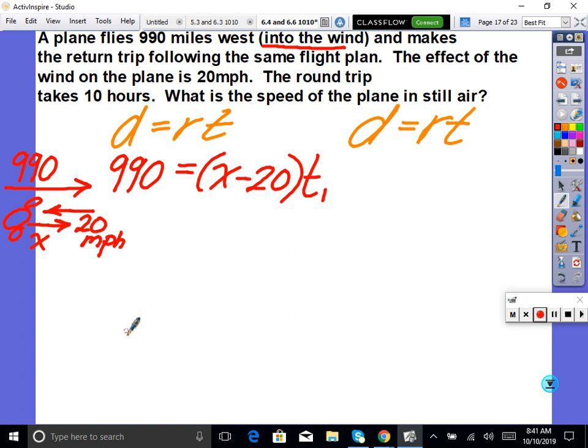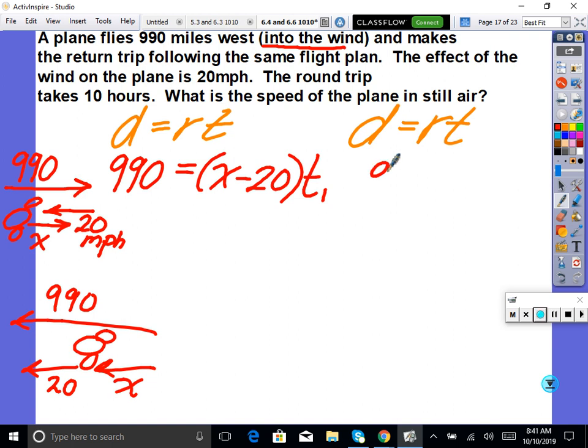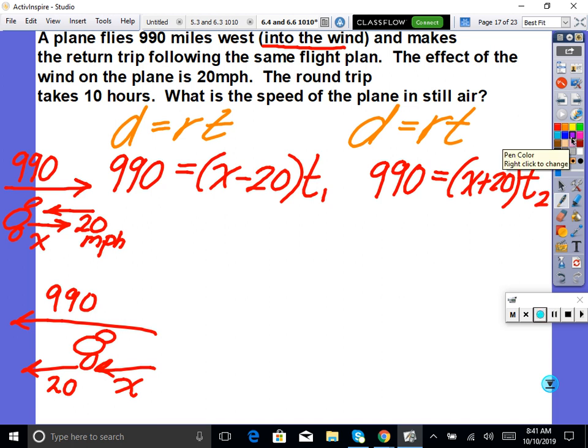Okay, let's set up another distance, rate, and time problem. What's the distance? Now we're coming back. Isn't the distance 990 again? But now the plane is flying with the wind. So now we have 990 equals our rate is x plus 20, and this is the time on the way back. Now it says, what is x?